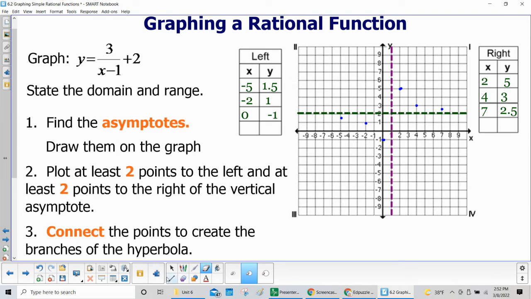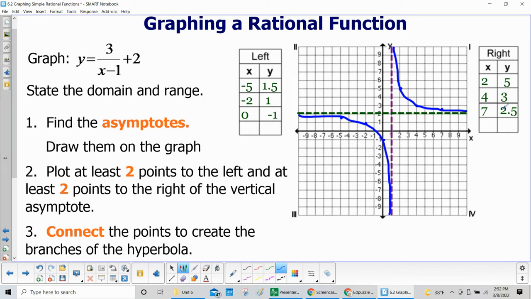I'm going to do the best I can on this because I am doing this on a computer and it's not very easy, but we're going to just eyeball this, try to connect our points together and make a nice hyperbola that approaches but never actually crosses those asymptotes. So there we go. There's our hyperbola. That's all you do to graph it.